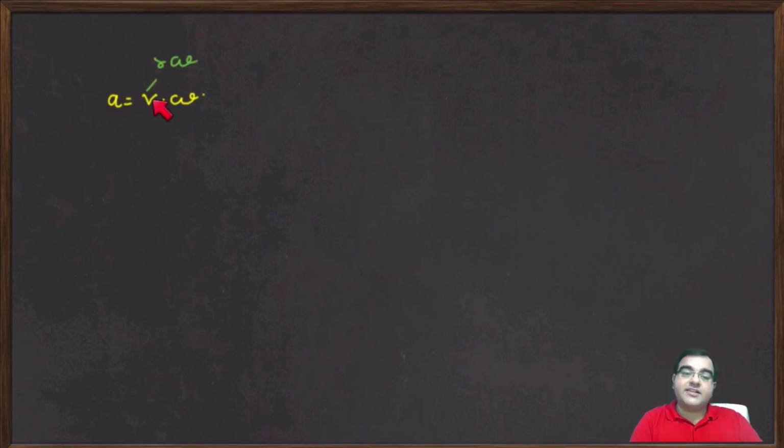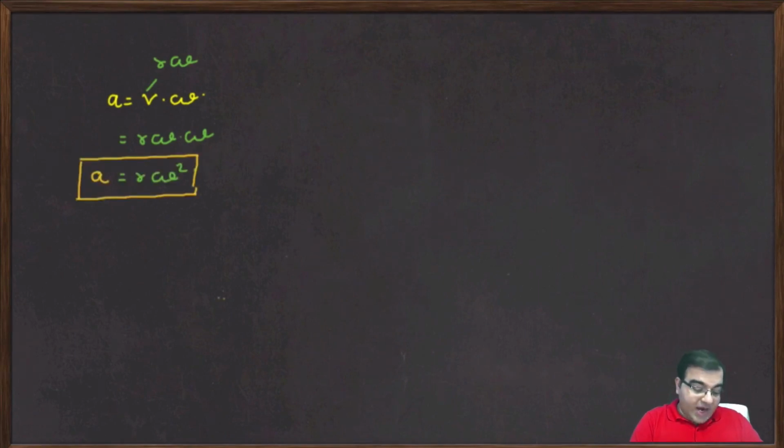We have already studied this formula: v is equal to r omega. Remember, this is a relationship between linear velocity and angular velocity. So instead of this v, I can substitute r omega, and this omega is written as it is. Now omega into omega gives you omega square. So I will get acceleration is equal to r omega square. This is another formula for radial acceleration.